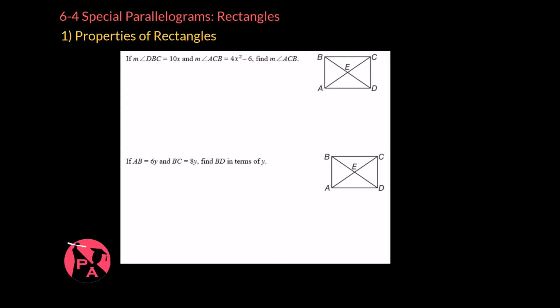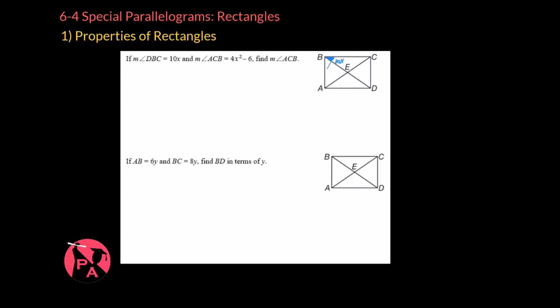Now, time for more practice. We have two more examples here. The first one is, both of these figures are rectangles, by the way. So let's see what is given. If measure of DBC is equal to 10x, let's put it on the angle. Angle DBC is right here. Let's mark it with blue and put its measure on it, 10x.